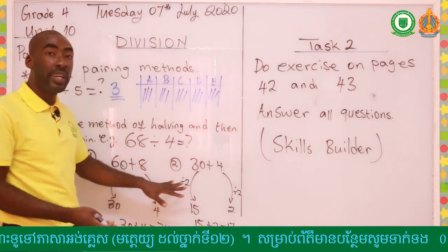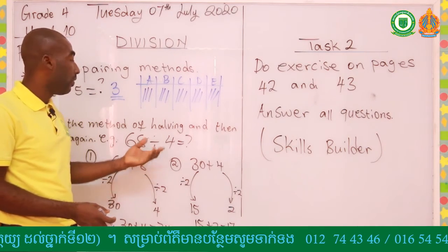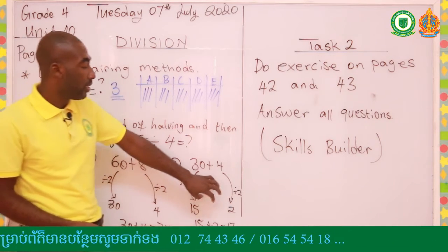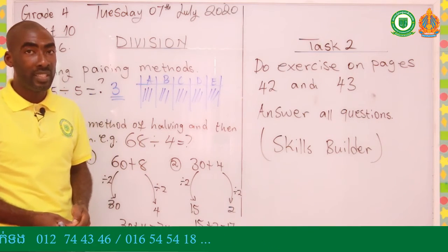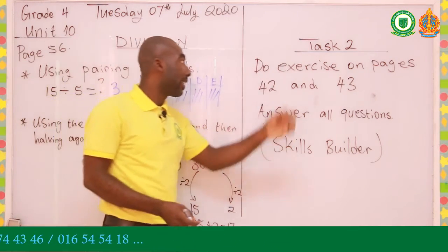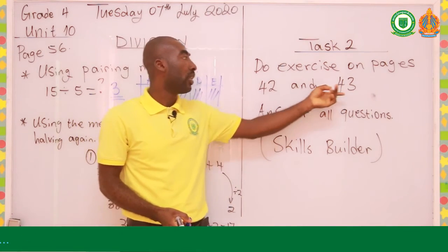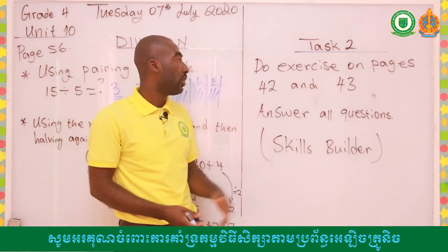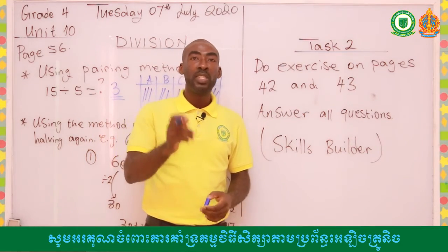So this is how we use the half-half system to find solutions to our division problem. Please note step 1 and note step 2. So it is step 2 that is going to give you your final answer. Okay, we'll go to our second task, which is task 2, and you can find that at pages 42 and 43 from the skills builder section of your textbook. Please, you are supposed to answer all questions, and afterwards we'll meet in our third video.